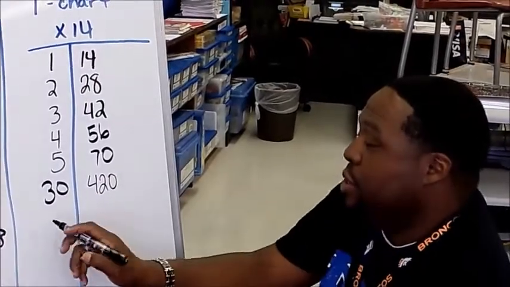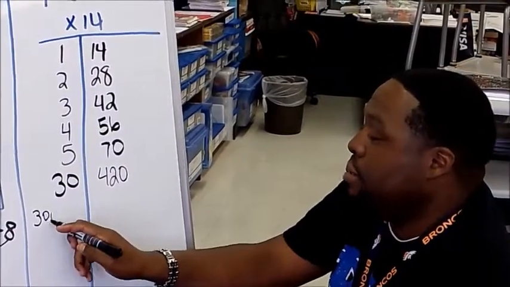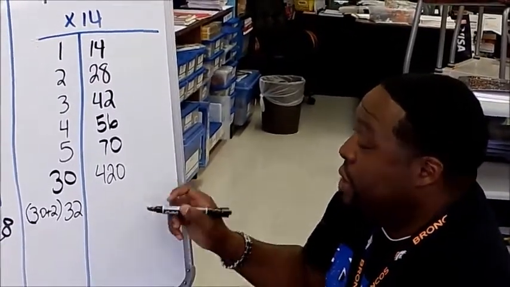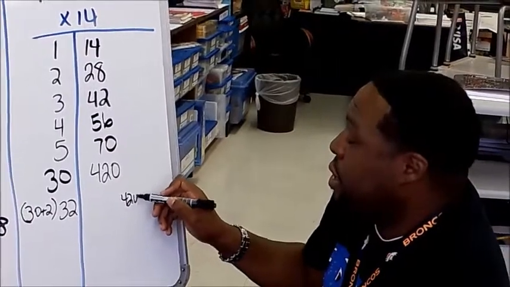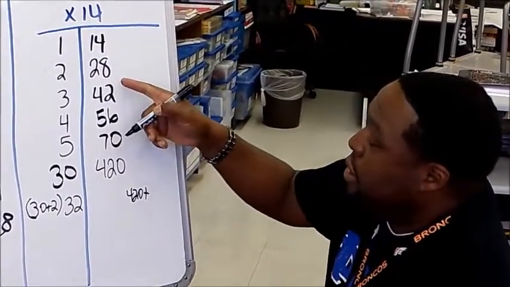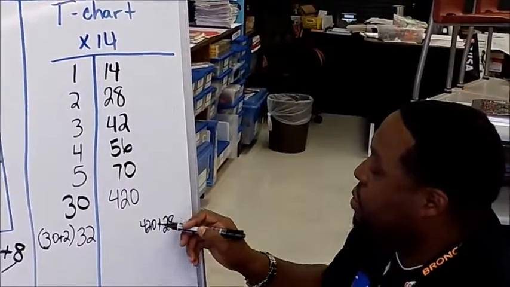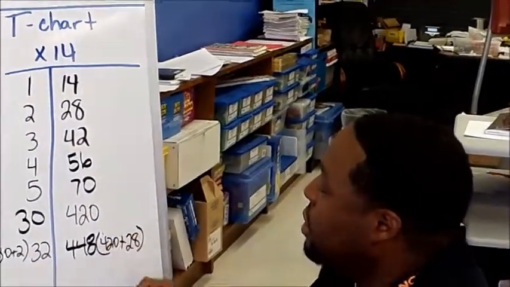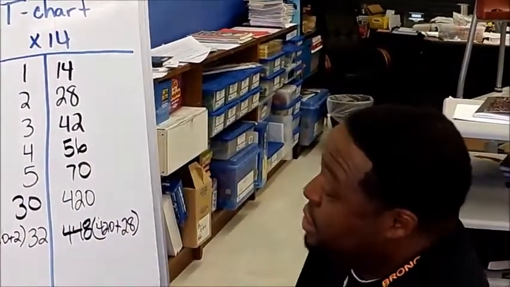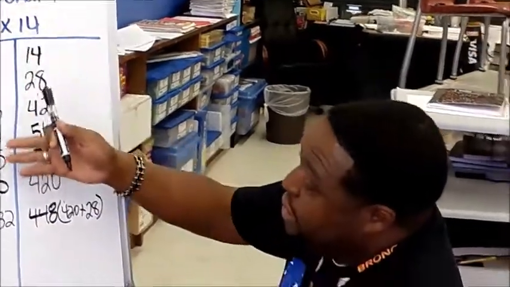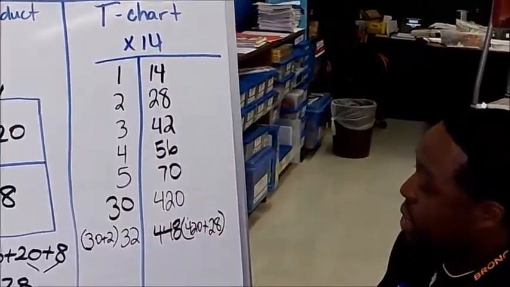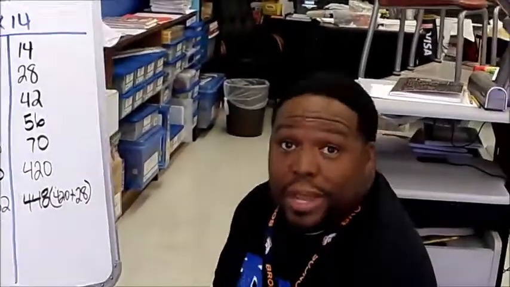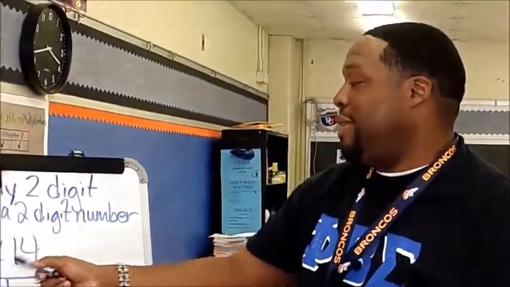So in order to find 32, what I do is I add 30 plus 2, which is going to give me 32. And then over here, I'm going to add 420 plus 28, which will give me 448. So that gives you the t-chart on how to solve it. Again, once you find these numbers, if you can find these other numbers pretty easily, you just have to add them to find it, and you can do also the partial product box. So there's 2 ways to solve this multiplication problem, 32 times 14.